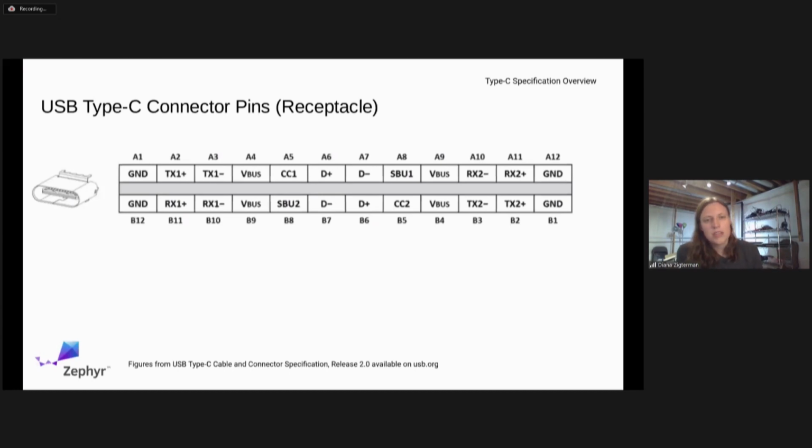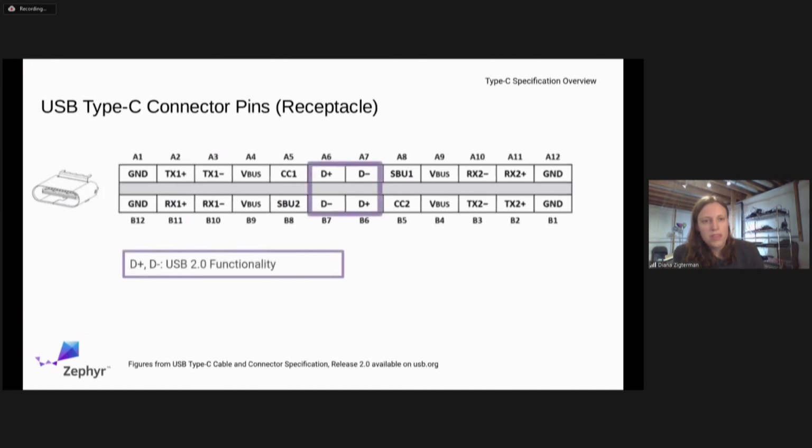So first thing we're going to do is get to know your Type-C receptacle. As you can see, it's got 24 pins. We'll start from the middle. In the middle, we have D plus and D minus. This is providing us USB 2.0 functionality. And you'll notice there are 2 sets of them. This is how USB-C is flippable. We've got duplicates of all the pins.